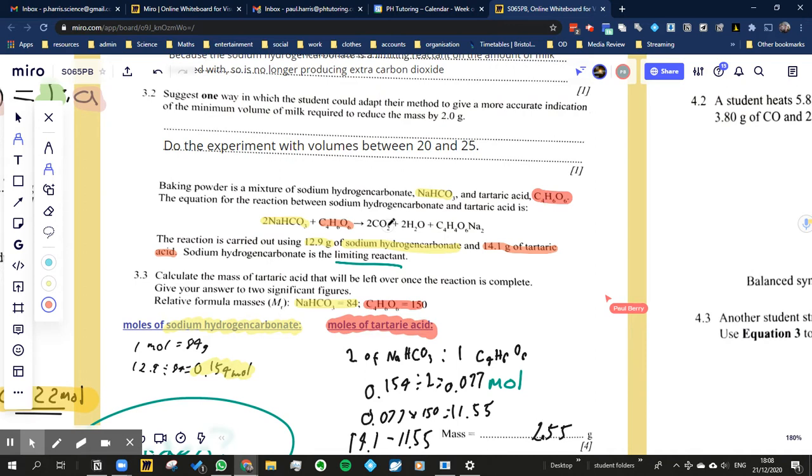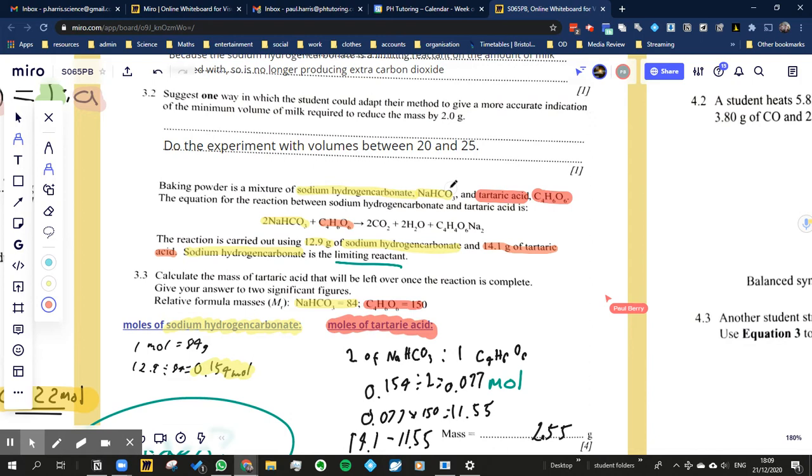So it's saying that a reaction is carried out using 12.9 grams of sodium hydrogen carbonate and 14.1 grams of tartaric acid. It says the sodium hydrogen carbonate is a limiting reactant. So let's just color that now. And I'm going to color it up there as well. And this one here. So if that's the limiting reactant, that means that's the one that runs out.